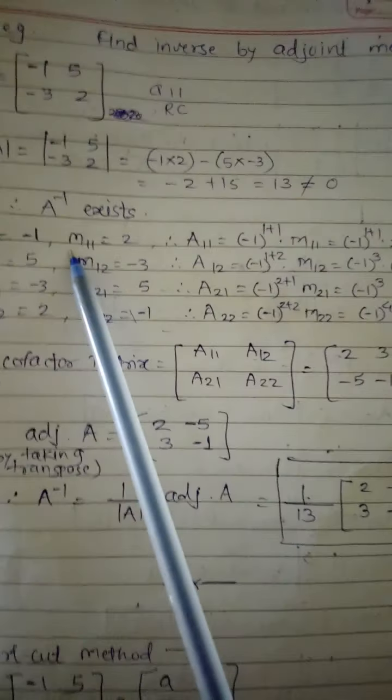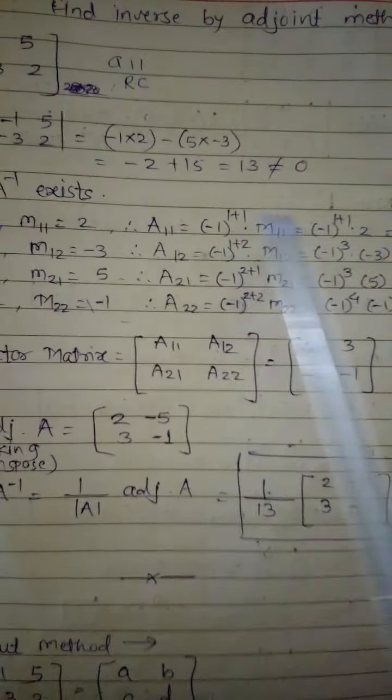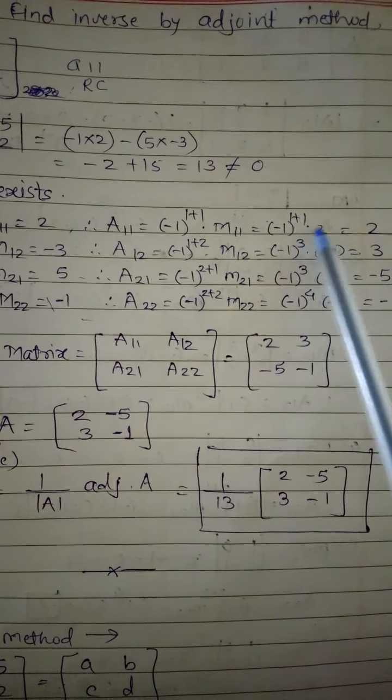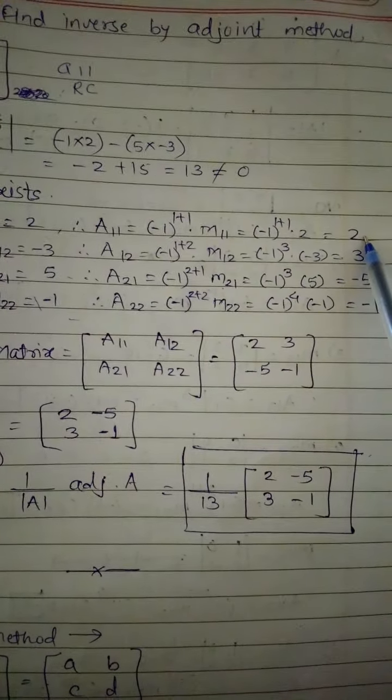We already found the value of M11 as 2, so we have to put down the value 2 here. So A11 is equal to -1 raised to 2 into 2. So the answer is the same, that is 2.